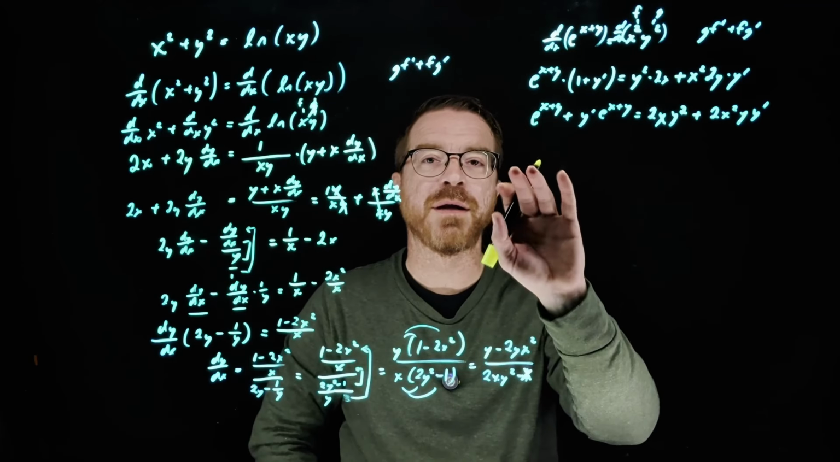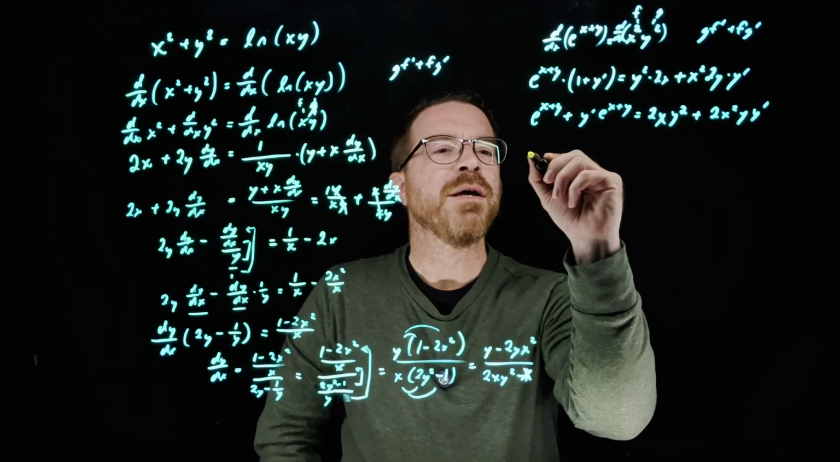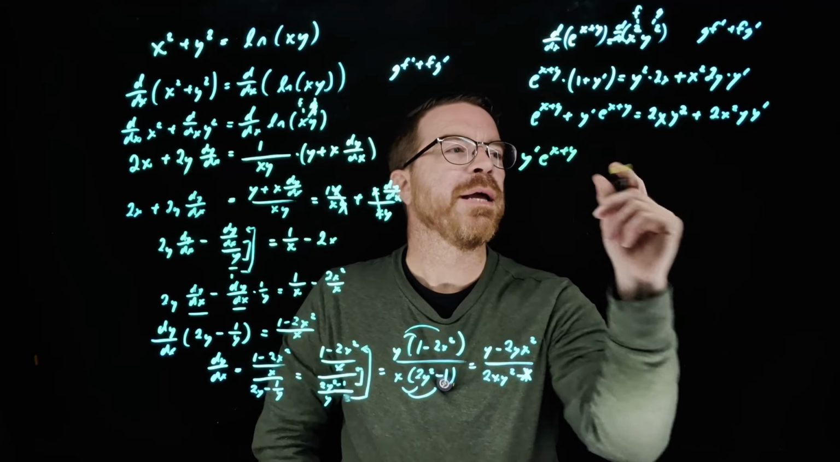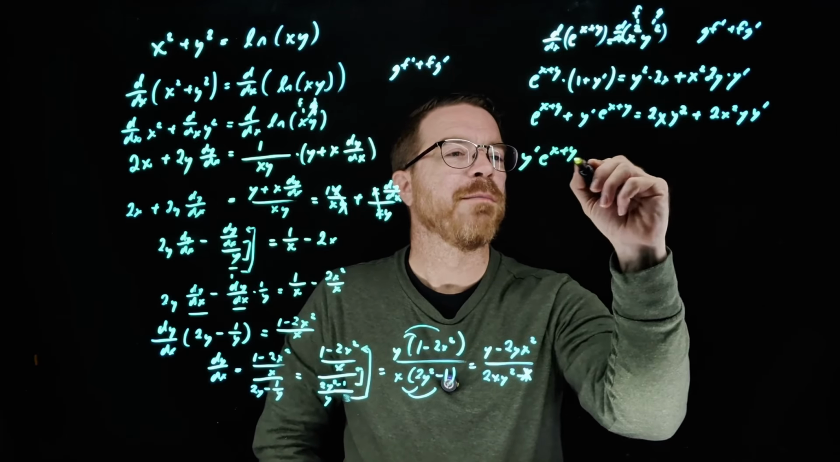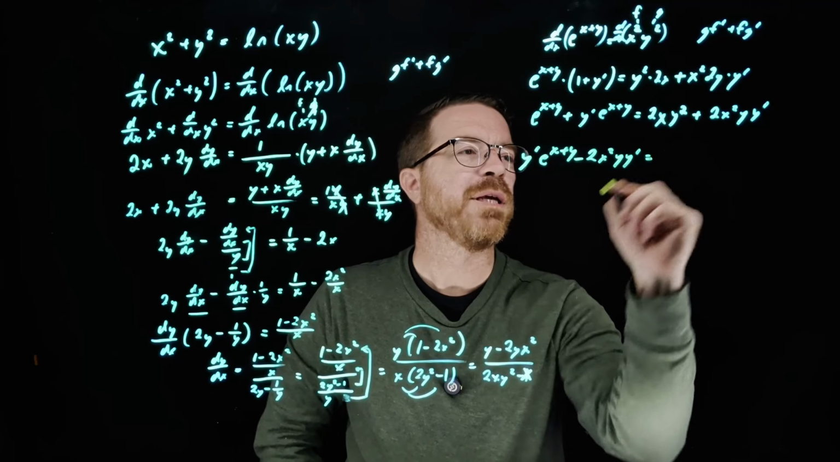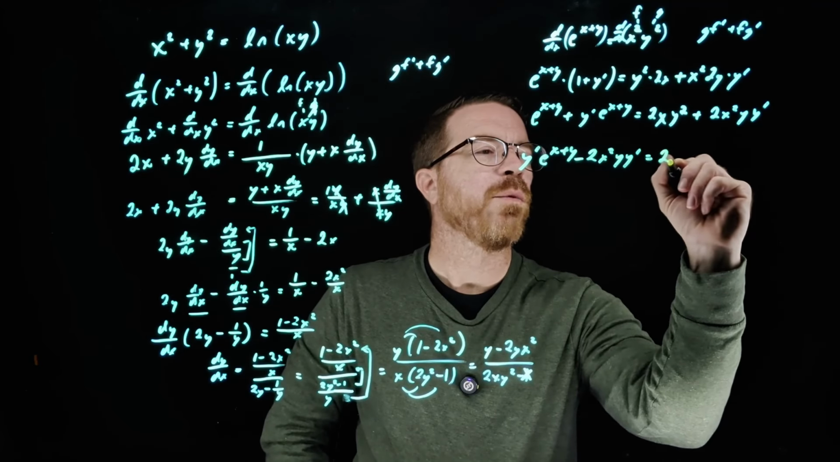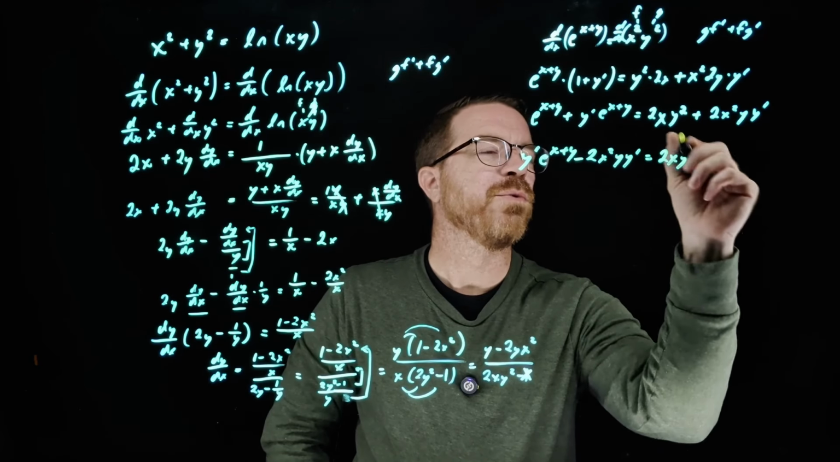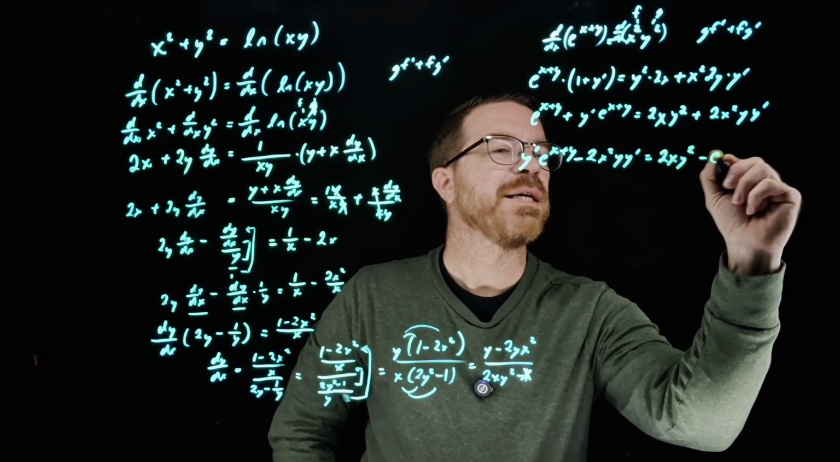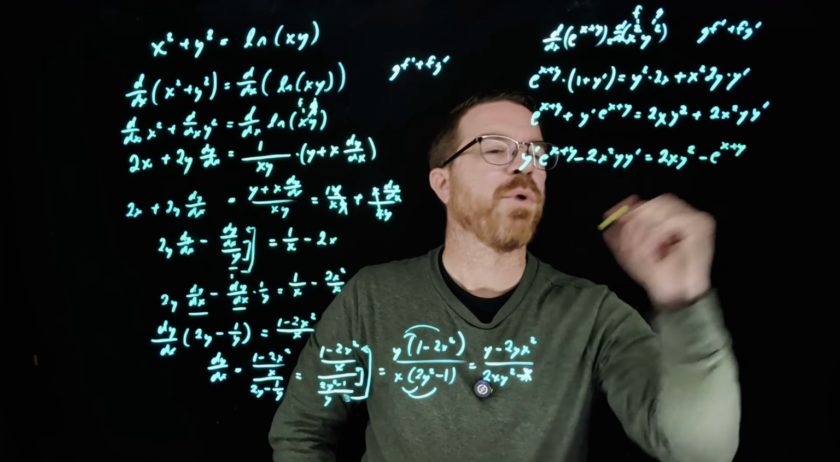So I'm going to leave my y prime terms here on the left. So this one is going to be y prime e to the x plus y, and then I need to subtract this term, minus 2x squared y prime equals, leave my non-y prime term here, so 2xy squared, and then I'm going to subtract this e to the x plus y.